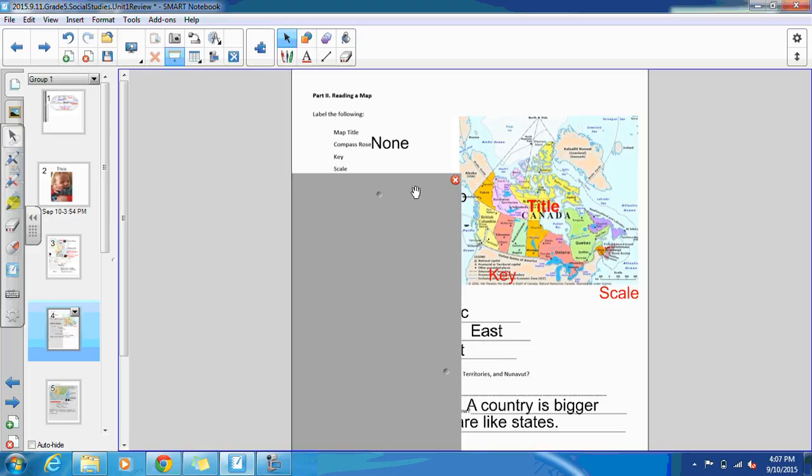Okay? Compass rose. I couldn't find one. If you can find one, awesome blossom. I could not find one. Key, it says legend, so that tells me that's the key. Okay? Key is in there for legend. And the scale. Scale is right here.